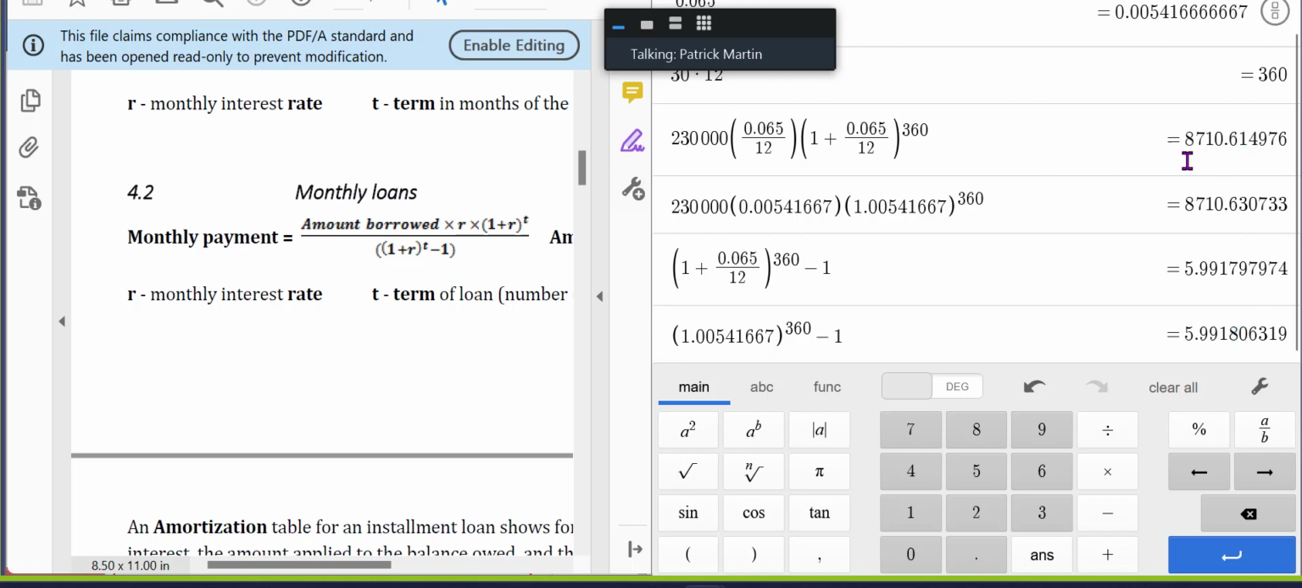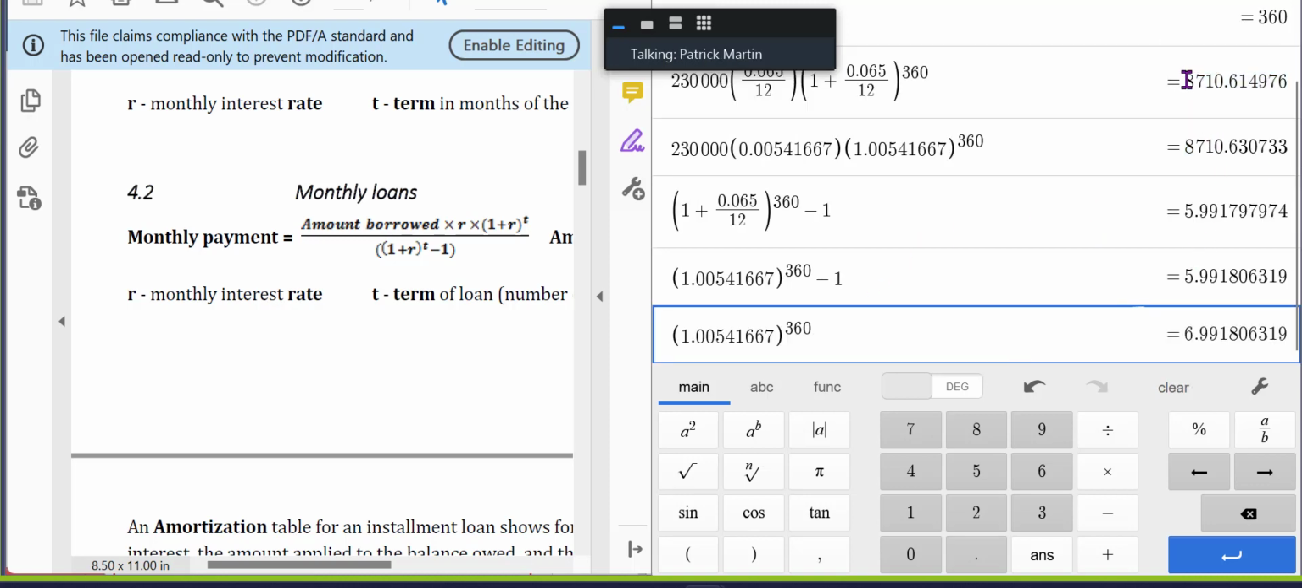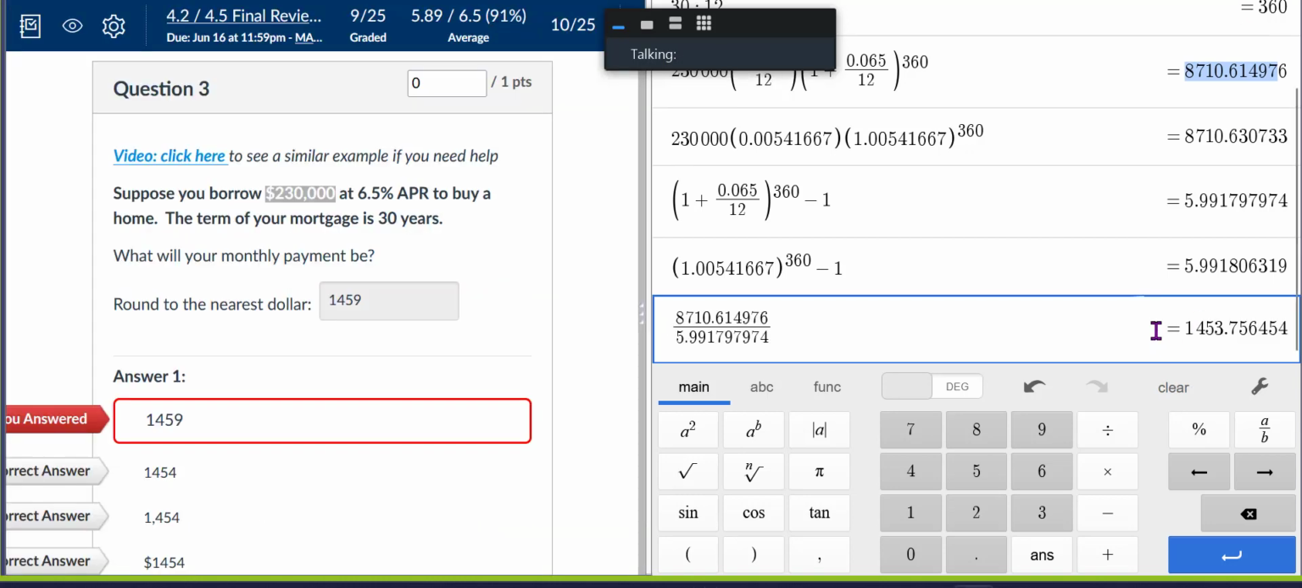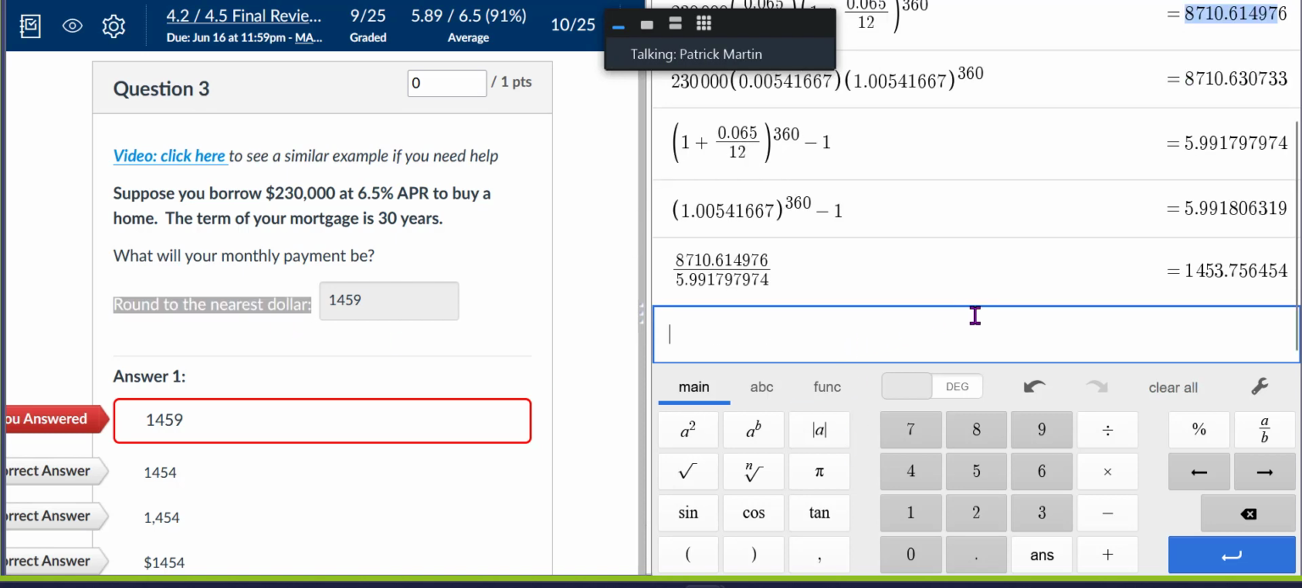So this is the top number exactly. And whoops, sorry, this number here. All right, so taking the top number divided by the bottom number, you should get 1453.75, but it says round to the nearest dollar. So round that to the nearest dollar, and that's 1454 because we round up. See, it's 0.75, so you've got to round up, right?